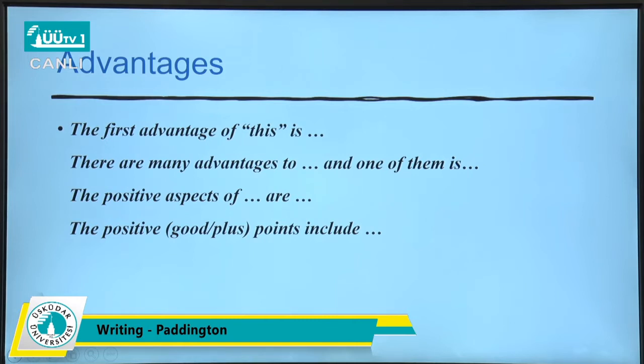So in order to make your writing more dynamic, try to use something different. For example, in the first body paragraph you use, the first advantage of online lesson is, it is convenient, and in the second body paragraph in your first sentence, the positive or plus points include, so it looks really dynamic, at the same time it is really attractive to the reader.